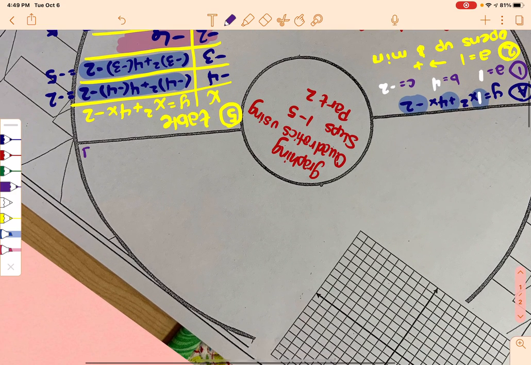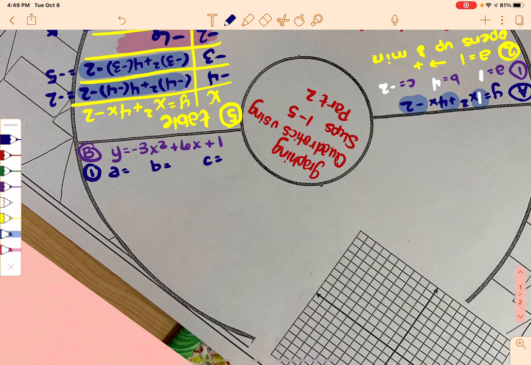Okay, so this is going to be B, and my equation is y equals -3x² plus 6x plus 1. So my first piece for step 1 is to identify A, B, and C. So there's my A, there's my B, and there's my C. So -3, +6, and +1.